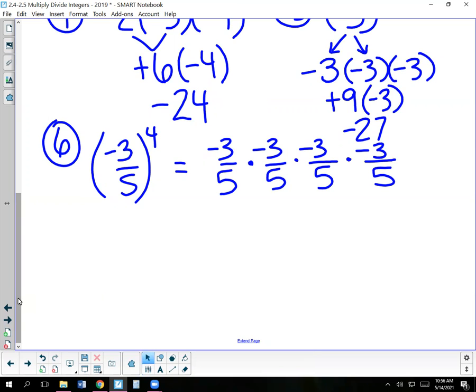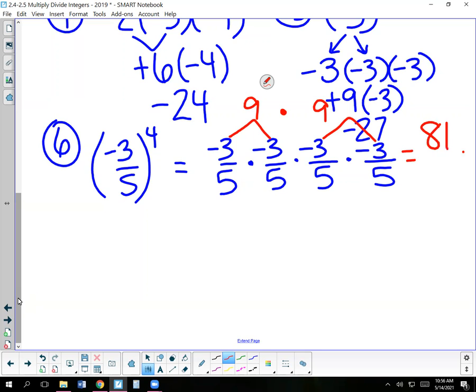If I look at this going upwards, a -3 times a -3 is, what's 3 times 3? And a negative times a negative is a positive. So that's 9. Therefore this would also be 9, and then 9 times 9 is 81. So the numerator is 81.